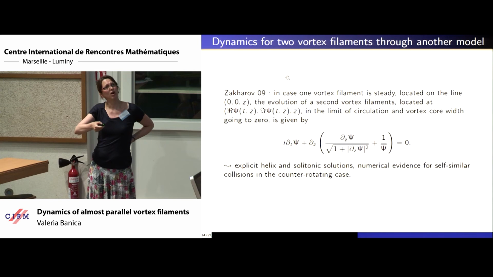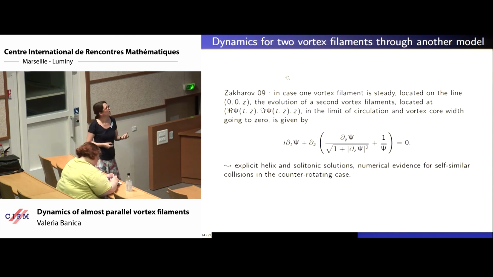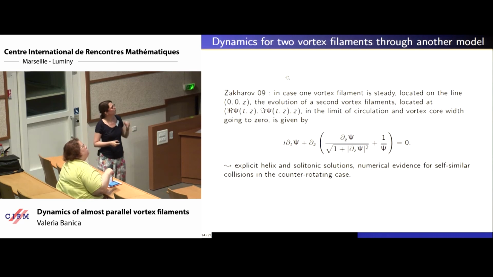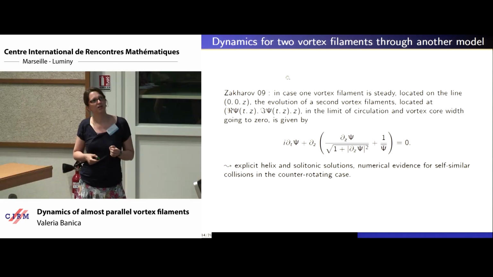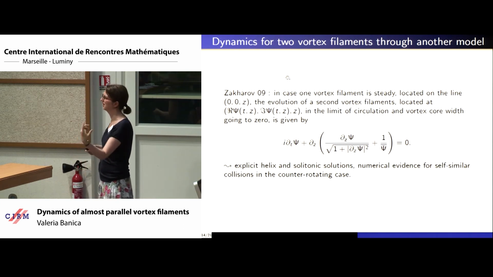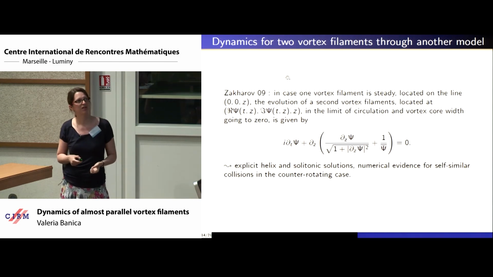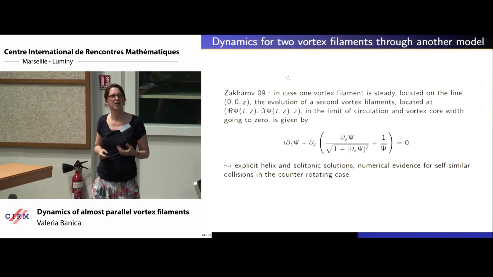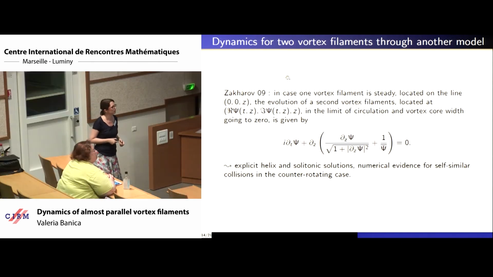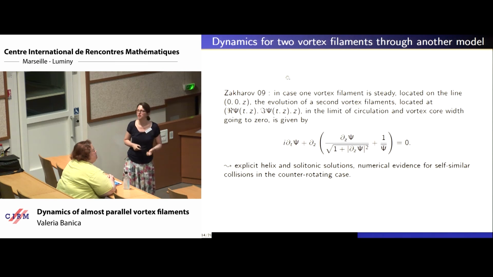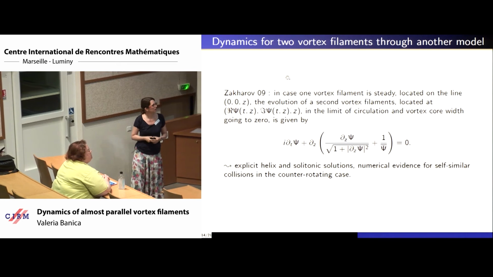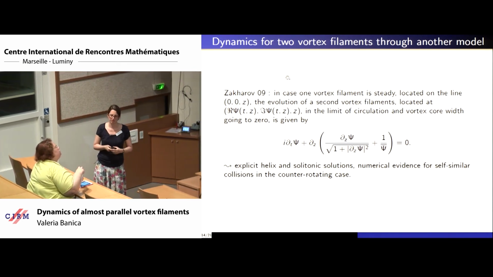But it is in the case where one vortex filament is steady, so located on a straight line, and there is another vortex filament which is supposed to not have any influence on it. So the first one remains straight, and we know how to compute the field around it, or velocity. And then the distance between the small one moving around the straight one is given by this equation. And in this paper, again, explicit helix and soliton type solutions are given explicitly, but only numerical evidence is given for a self-similar collision in the case of opposite circulation.